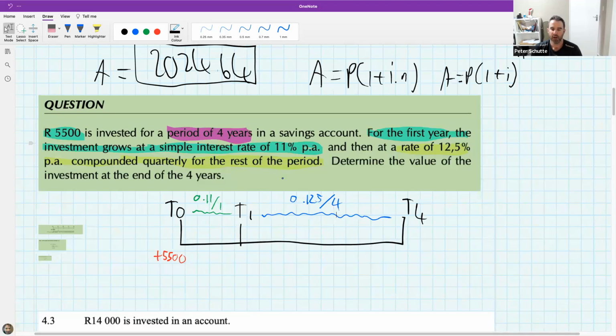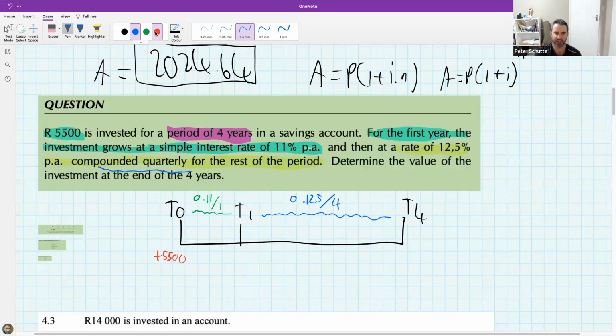Okay, so as we look at our timeline, we should have black time value things at T0, T1, and T4. And then for the squiggles, we should have our interest rate at 11% per year. So I've divided by 1, but it's essentially 0.11. And then for the blue one, it's 0.125 divided by 4 because it's compounded quarterly. And so quarterly means I need to chop it up into quarters.